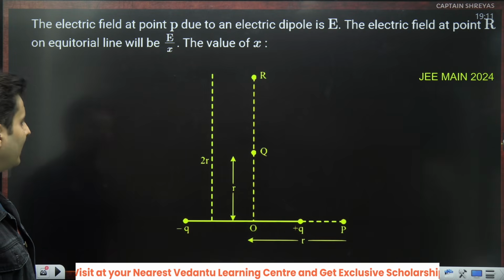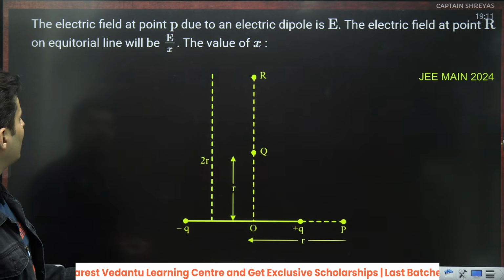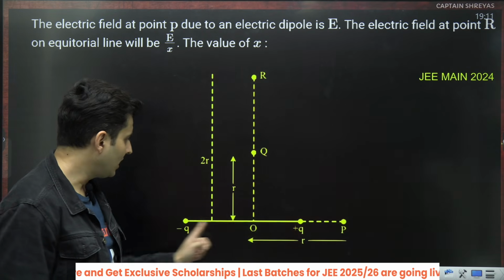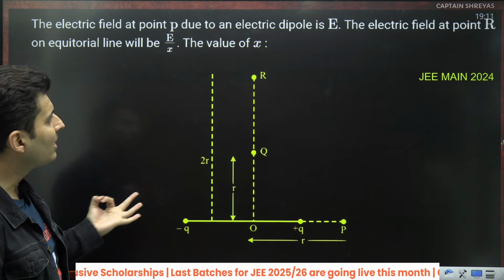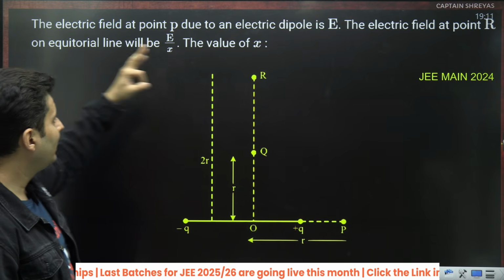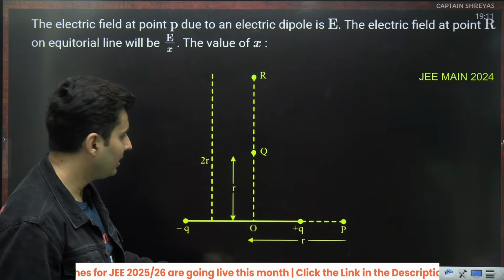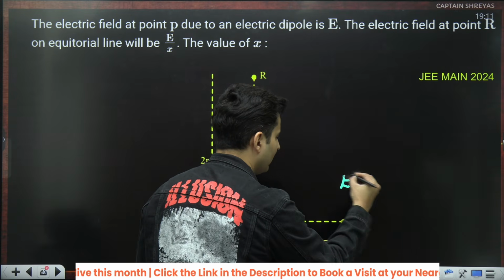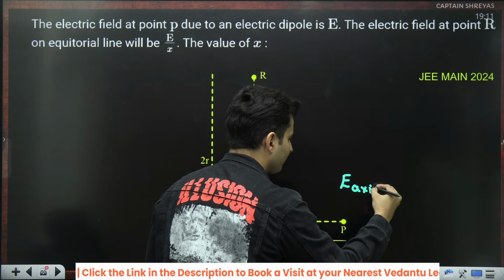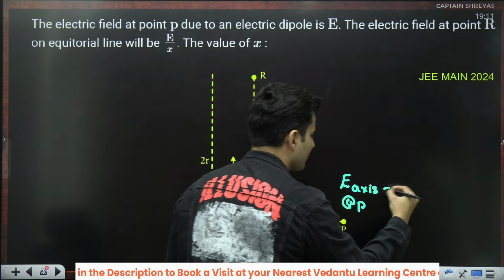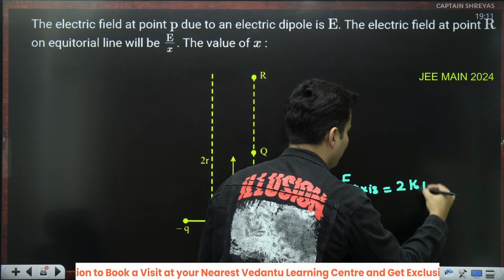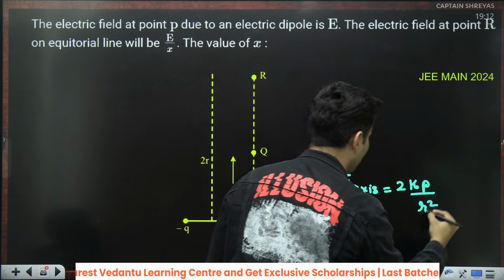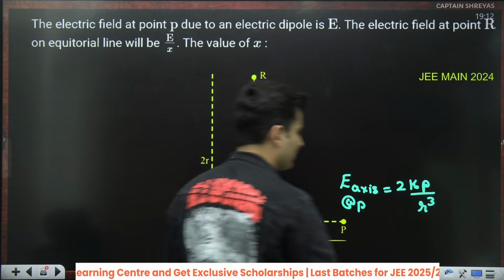Let's move on to the next question on your screen. Electric field at this point, on the axis of a dipole, is E. What's the field at a point R on the equator? Okay, not that difficult actually. Electric field on the axis, basically at point P, is given by the formula 2Kp divided by the distance square. Sorry, distance cube. So distance is basically R.